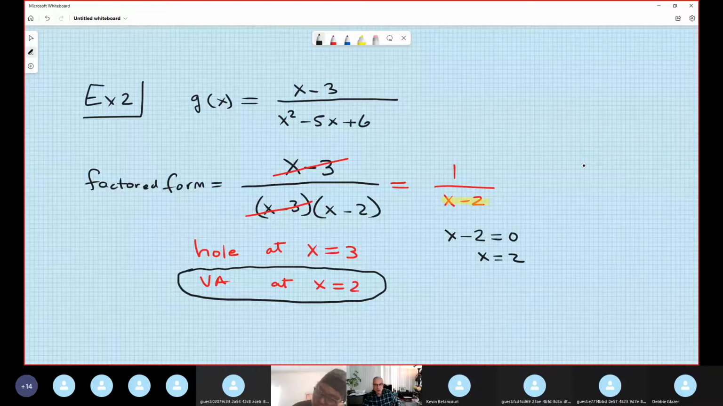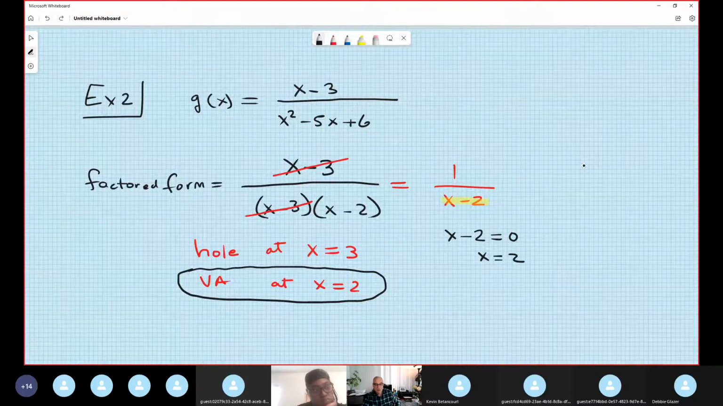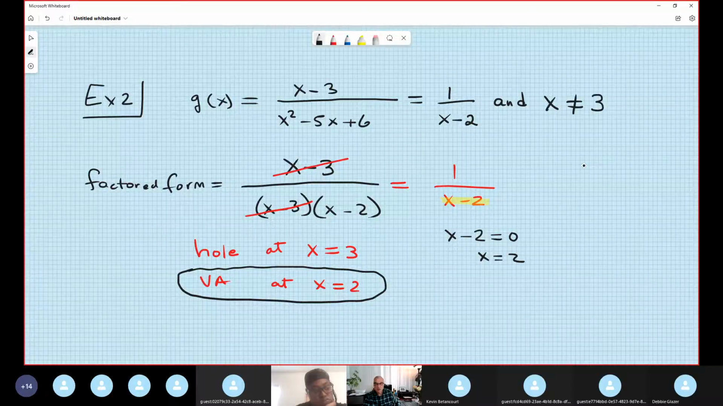Okay, in conclusion, guys, this is the question that every student asks me. Professor, therefore, this expression and this expression are equivalent or no? The answer is yes, it's equivalent, but not 100%. It's equal to 1 over x minus 2 if you consider the restriction that x is not 3, because at 3 we have a hole.